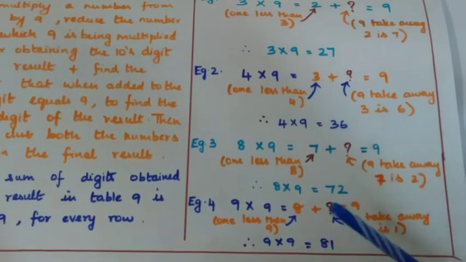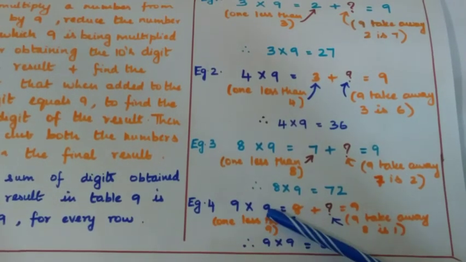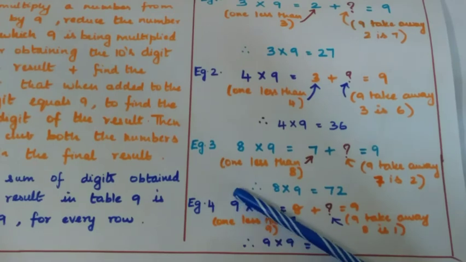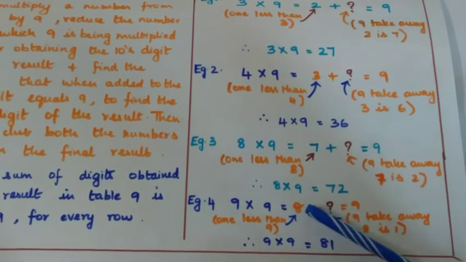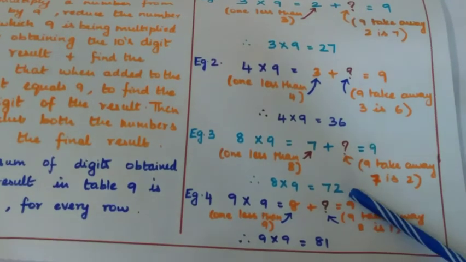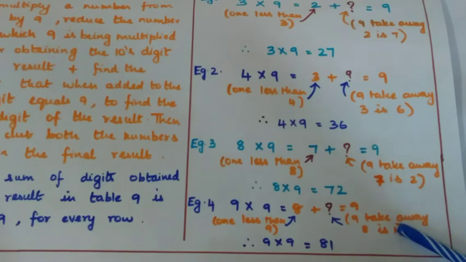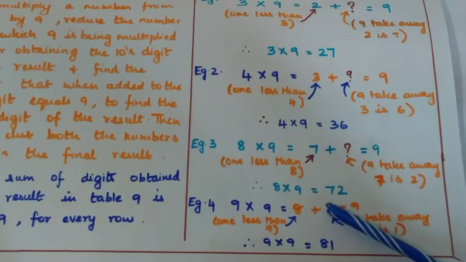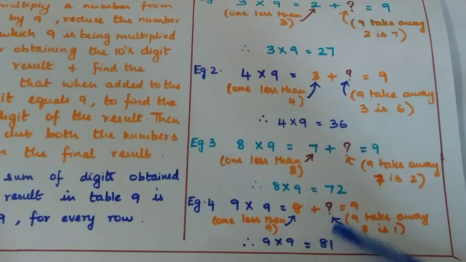Now let's discuss a final example where 9 is being multiplied by 9. So you need to reduce 9 by 1 to obtain the tens digit, and 8 plus what gives you 9? Take away 8 from 9, you get 1, which is the result of the ones digit. So when you club 8 and 1, you get the final result of 9 into 9, which is 81.